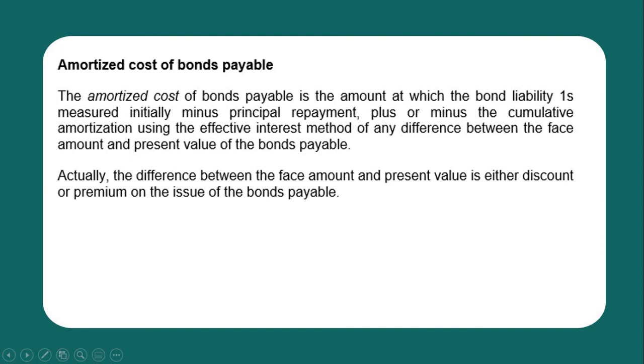So, this difference between the face amount and present value of the bonds, we are talking about here the discount or premium. Whatever the discount or premium, it is amortized, then we either add or subtract it. What do we subtract? We subtract the amortization of premium. What we add is the amortization of discount. Again, what we add will be the amortization of discount, while what we subtract will be the amortization of premium.